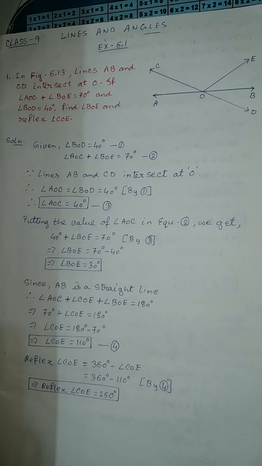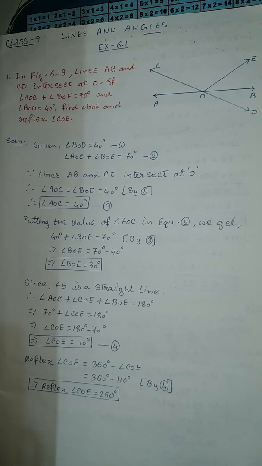Today we're going to study Chapter 6, Lines and Angles from your NCERT book. In the previous video, you have already gone through the important terminologies for this chapter. Let's now solve exercise 6.1.